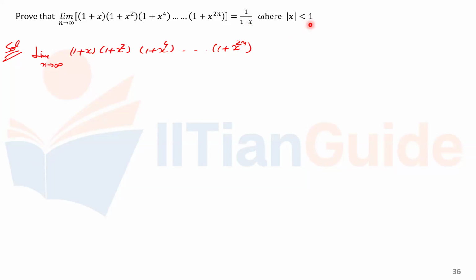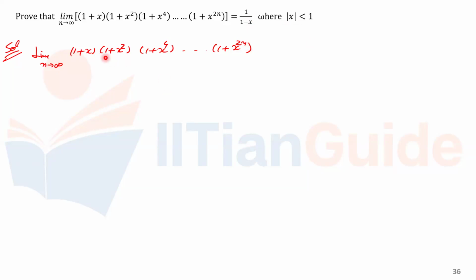We could multiply and divide by 1 minus x and then use the a square minus b square property. First thing is that the variable n is tending to infinity. x is a constant, and the answer will be in terms of x. We need to prove that it is 1 upon 1 minus x, but the magnitude of x lies below 1. x is a small number, it's not a large number. Then we can say it is 1 upon 1 minus x.